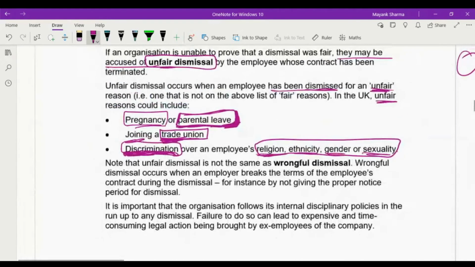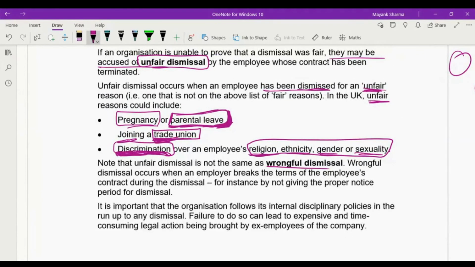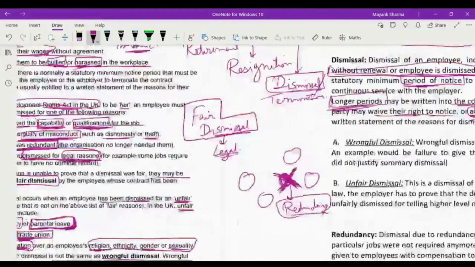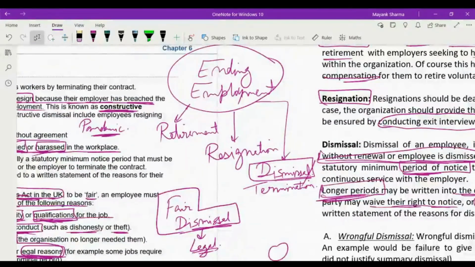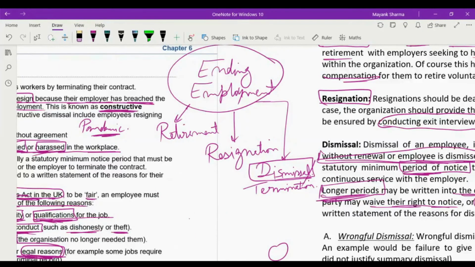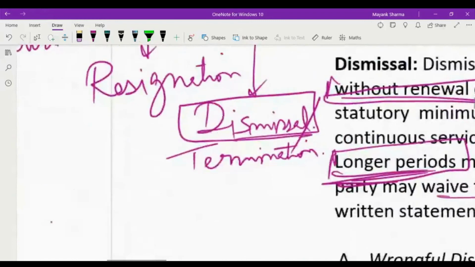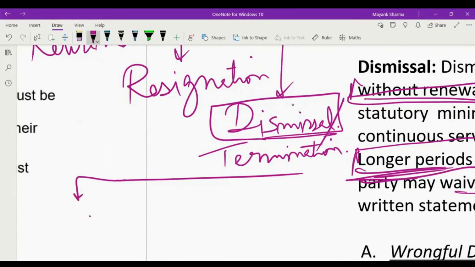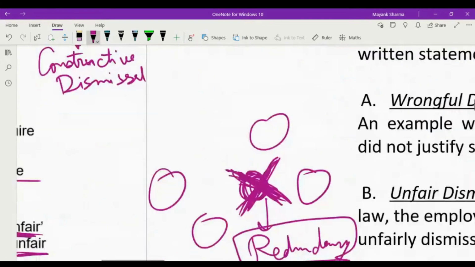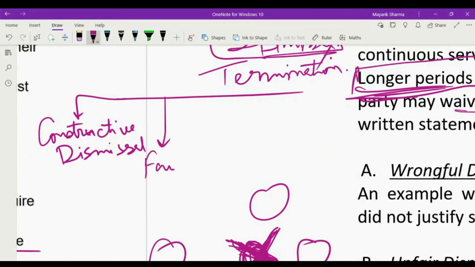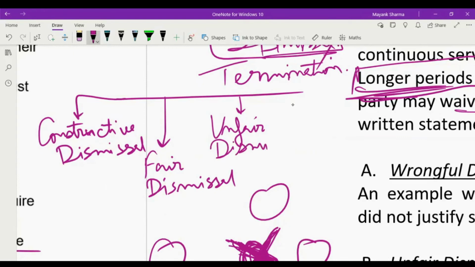Also, there's a third term known as wrongful dismissal. So we'll get back to what we have studied. We were studying dismissals, and in that we have studied constructive dismissal, I've told you. Fair dismissal, I have told you. Anything which is not fair is unfair also. And there's another category which is known as wrongful dismissal.